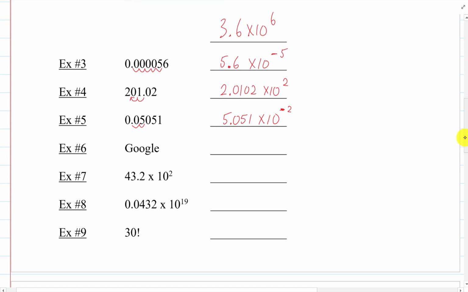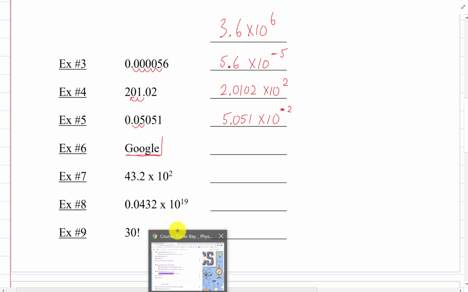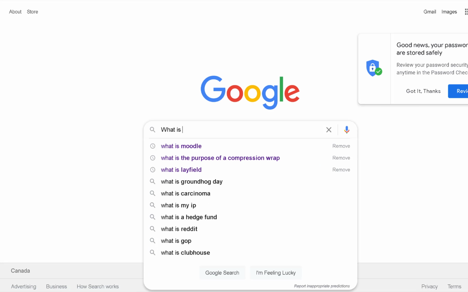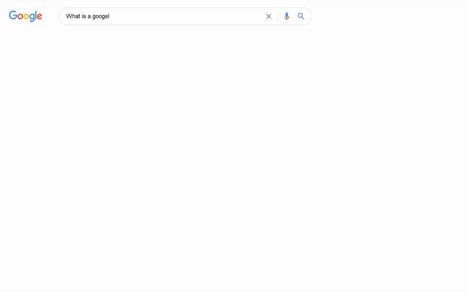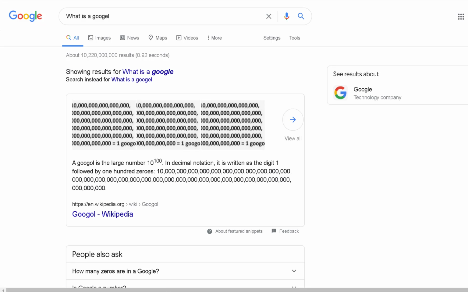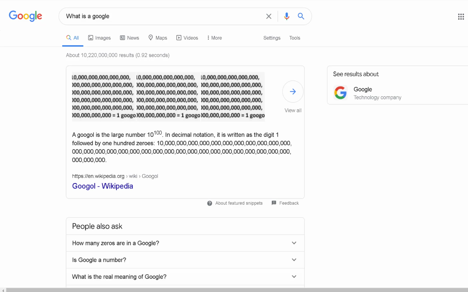Okay, Google. Google, it's actually spelt a different way. The company changed the way to spell it, but the word Google came from a number. Okay? And so we load up Google and we tell it to say, what is a googol? I think I spelt it wrong. Here we go. Googol is the number. Okay? And a googol is a large number.